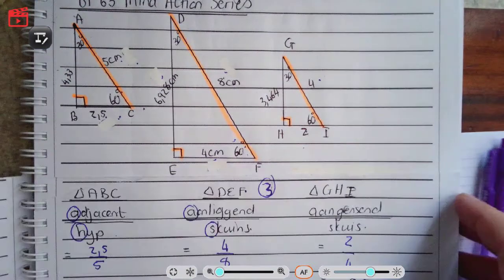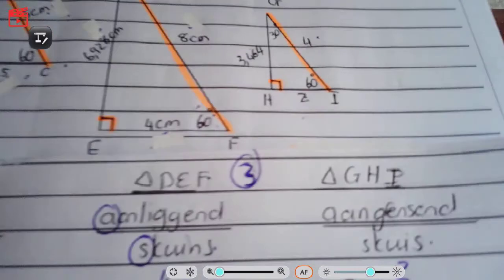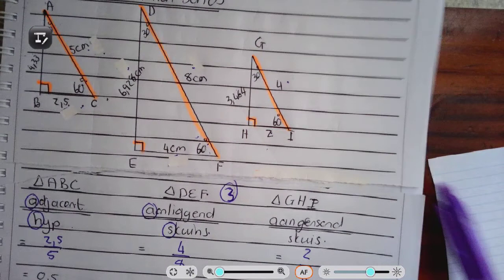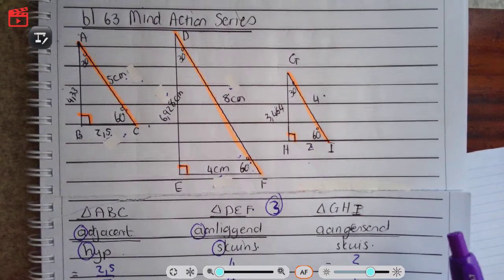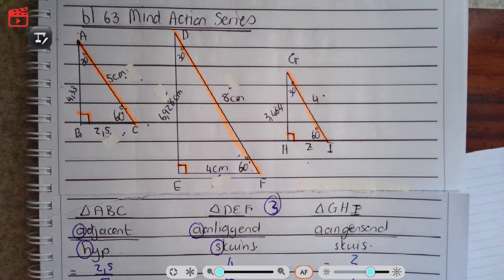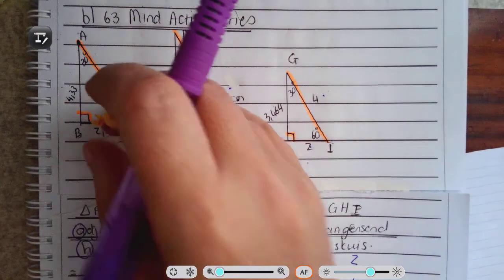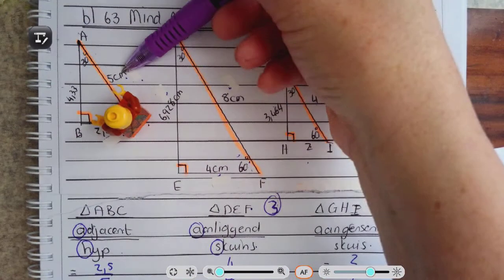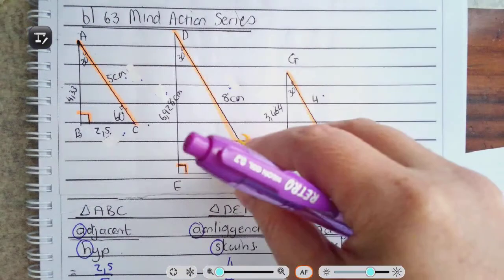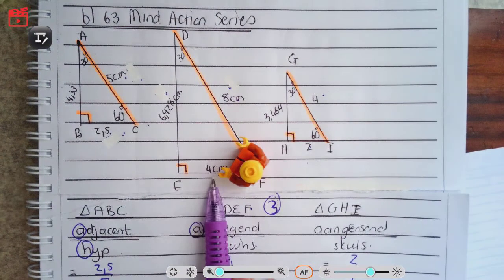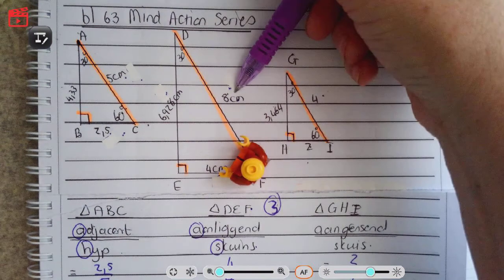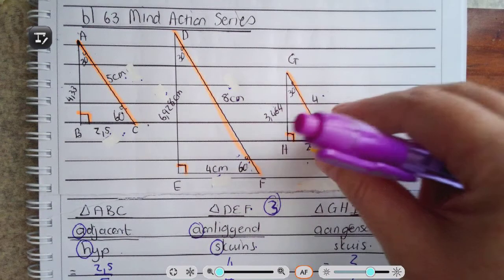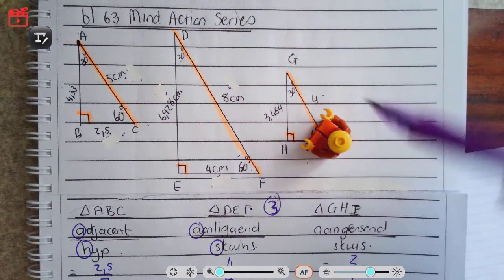The second ratio is called cosine. Cosine, cos. Cosine is when you divide the adjacent by the hypotenuse. Cosine of cos is wanneer jy die aangrensend deel deur skuins. Cosine, aangrensend deel deur skuins.